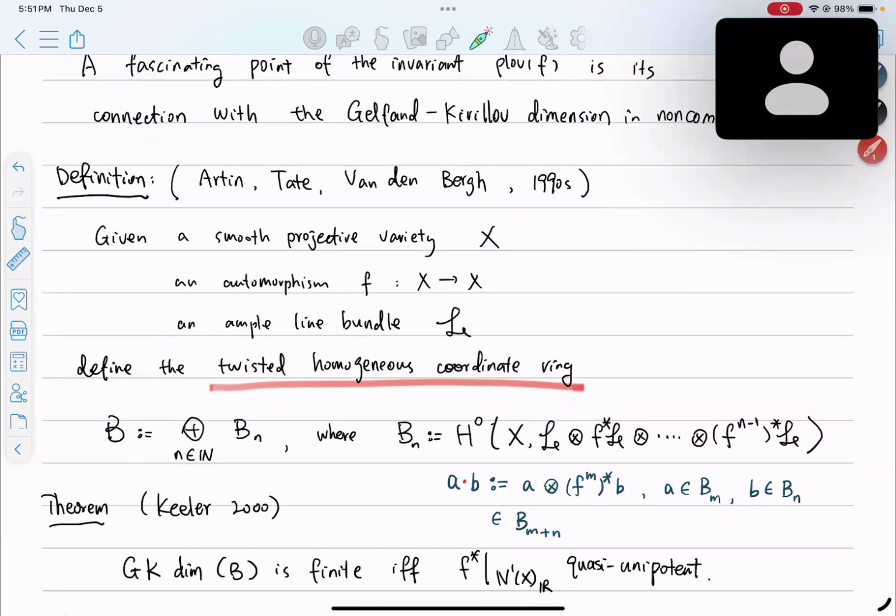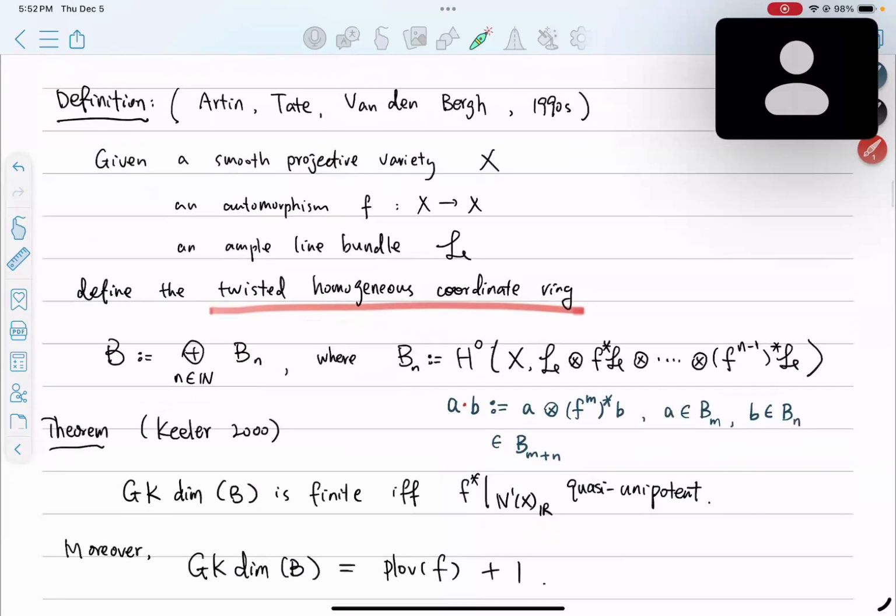So they consider this so-called twisted homogeneous coordinate ring. This is a kind of twisted version of the usual homogeneous coordinate ring, which is twisted by the automorphism F. For example, given a smooth projective variety X, an automorphism and an ample line bundle L, we consider the direct sum of B_n. Here B_n is the group of all global sections of the line bundle L tensor F pullback L tensor F square pullback L, and so on. Then there is a natural definition of multiplication, so that the direct sum B is non-commutative. So we get a non-commutative algebra.